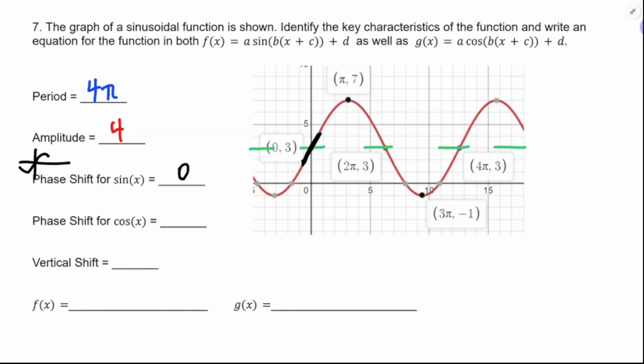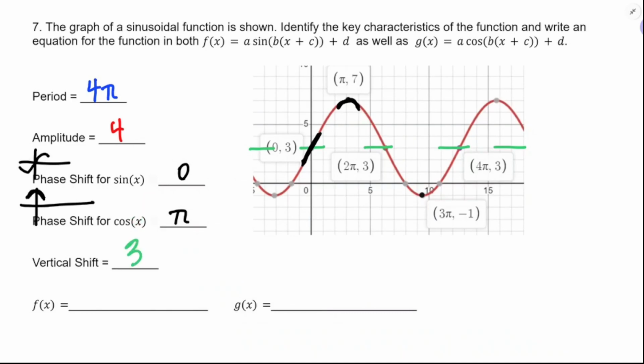And then the phase shift for cosine x, okay, think about where cosine starts, that's up at the top, right? Looks like that. So we're looking for a place where it's at the top, that's right here, that would be pi. And the vertical shift, that's the y-coordinate of the midline, and that's going to be 3.